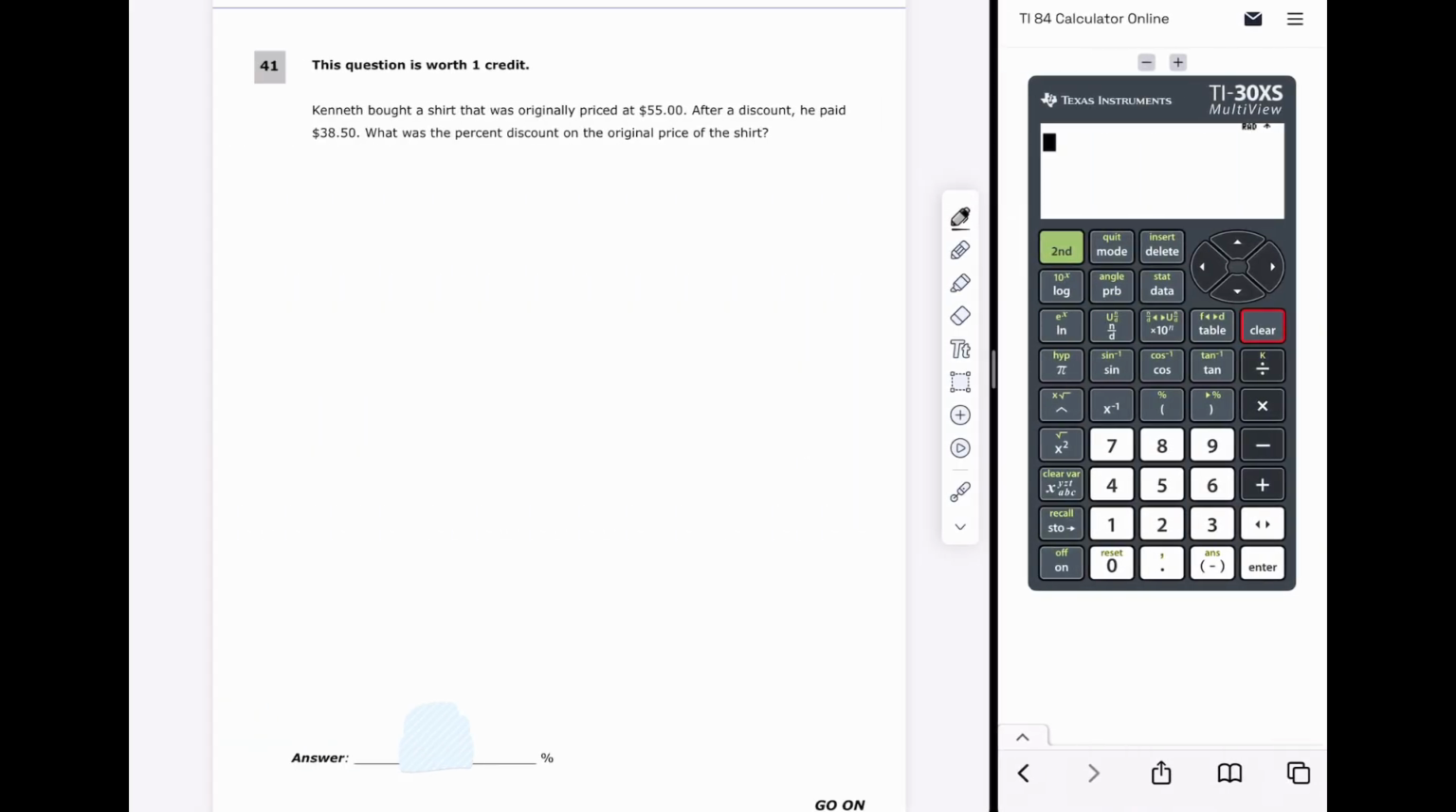Here's our last 1-point question. Give yourself 1 point if you had 30%. Anything else, give yourself 0 points. All right, so let's break down this problem. Kenneth bought a shirt that was originally priced $55. That was the original price. And after a discount, he paid $38.50. So the price went down. What percent discount on the original price was the shirt?